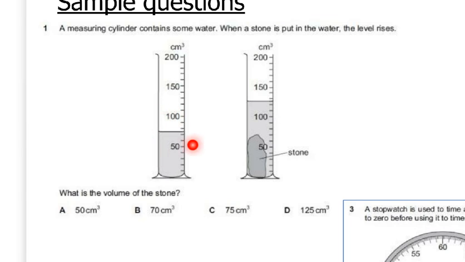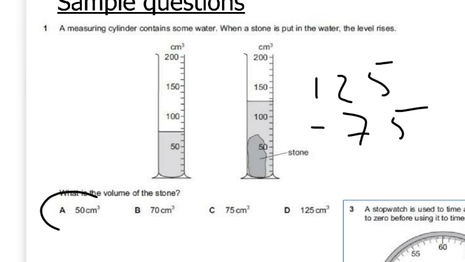You subtract this reading from that reading, which you can do by figuring out how much each little increment is. And if you do, you can see it's 50 here and it's 100 there. There's 5 marks, so that means each mark must be 10, meaning this one here is 75. And then if we look at this one here, we have 100, 110, 120, 125. So 125 minus 75. So the correct answer should be that one.